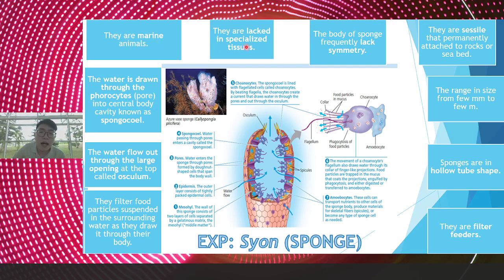And then they lack specialized tissues. They do not have many complex specialized tissues like a human. Also the body of sponges lacks symmetry. If we talk about symmetry, there is either radial symmetry or bilateral symmetry, right? But for sponges, it is not radial symmetry or even bilateral symmetry. So it is considered as lacking symmetry.